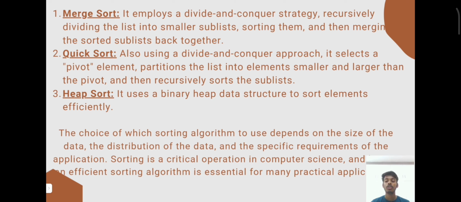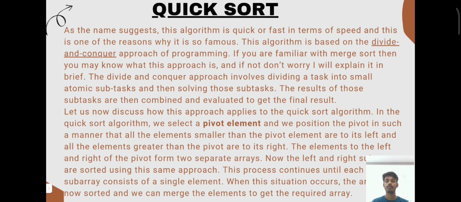Basically, the choice of which sorting algorithm to use depends on the size of the data, the distribution of the data, and the specific requirements of the application. Sorting is a critical operation in computer science, and an efficient sorting algorithm is essential for many practical applications. So mainly we'll be talking about quicksort. As the name suggests, this algorithm is quick or fast in terms of speed, and this is one of the reasons why it is so famous.